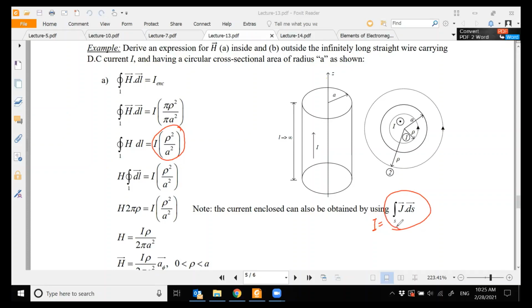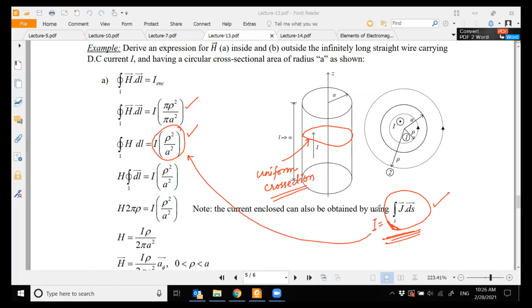You are not exactly close to what I was looking for. We used directly this way of finding the current inside, and we did not use this expression. The reason is our wire has a uniform cross section. So this generalized expression, guys, I can use it. There is no problem. I can use this expression and get this.